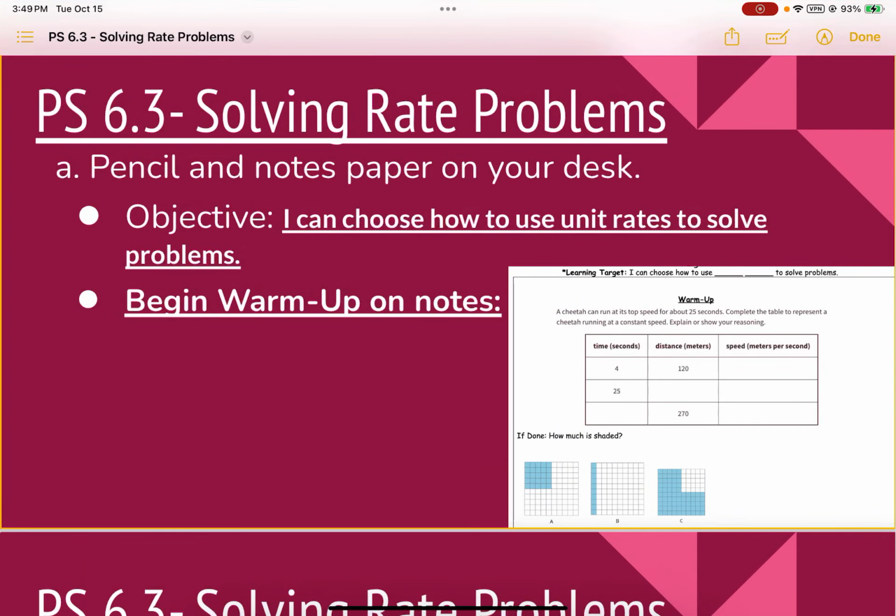This video is going over Priority Standard 6.3, which is called solving rate problems. So we're doing some rate problems and we're also introducing percentages in this. Our objective, or our learning target today, is: I can choose how to use unit rates to solve problems.